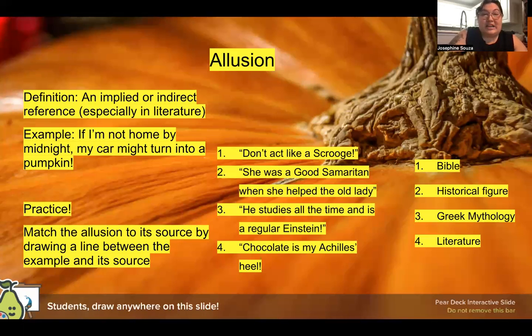Then we get into allusion. This one tends to throw students for a loop. They're not entirely certain about this one when they come across it out of context of the lesson. So we have some matching activity here where they're going to match the quote to the allusion origin. So on the right here, I have the Bible, historical figures, Greek mythology, and literature. These are some of the more common places that we see allusion being used. And so they're going to be making those connections there.